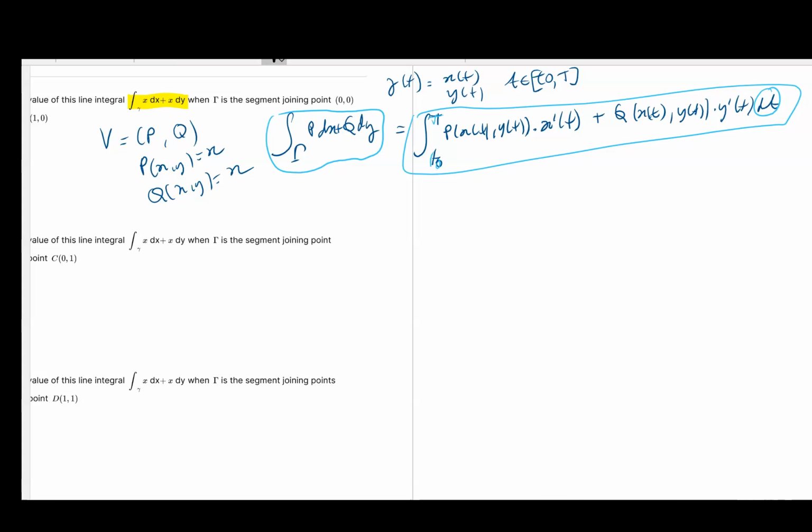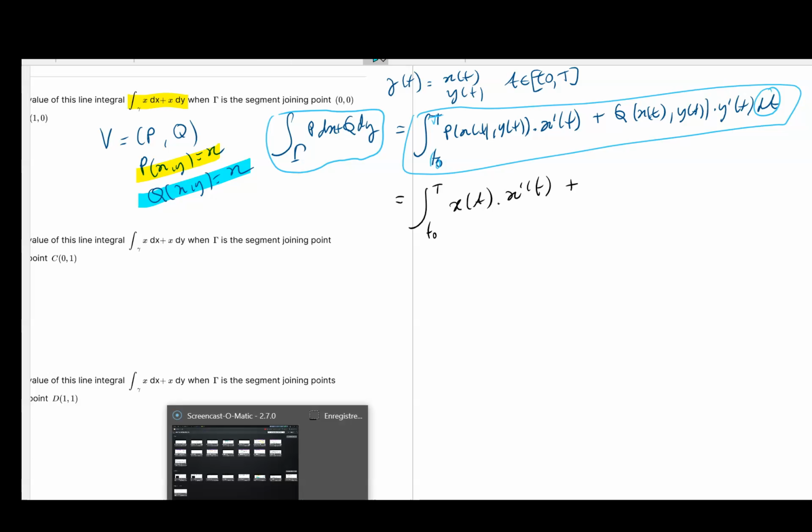Okay, so now let's see what we have here. In our case, and we're going to describe x(t), y(t) in the different cases that are given, we're going to have the integral from t0 to T. P(x,y) is x, as we said, so P(x(t), y(t)) is just going to be x(t) times x'(t), plus Q(x,y), which again we said was given by x, so we have x(t) times y'(t) dt.